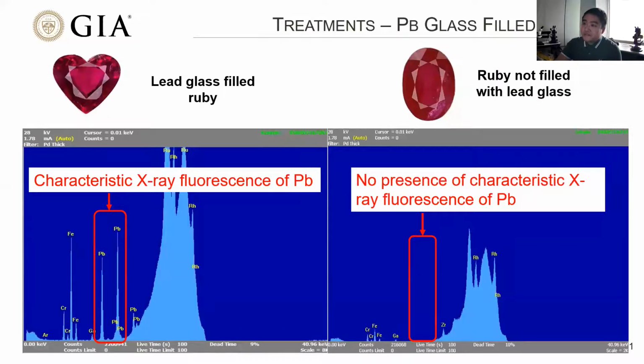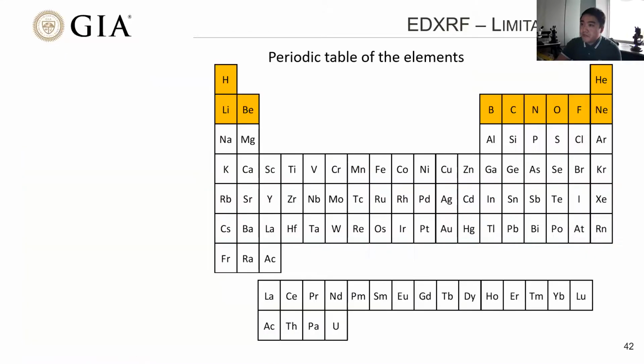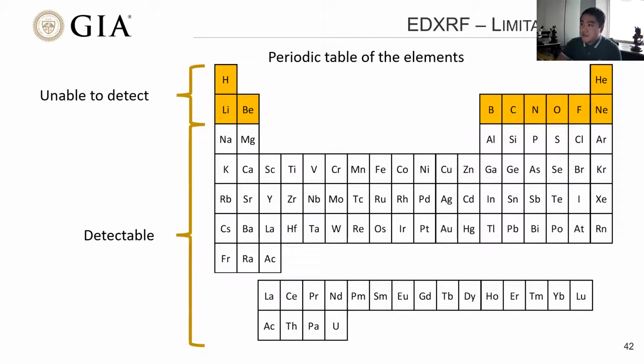When using EDXRF to do a qualitative measurement of rubies, lead glass-filled rubies show characteristic X-ray fluorescence of the element lead, while rubies not filled with lead glass don't show characteristic X-ray fluorescence of lead. For most of the elements in the periodic table, EDXRF can measure them semi-quantitatively or quantitatively. However, EDXRF cannot measure elements that have an atomic number smaller than sodium. For example, EDXRF cannot measure beryllium in corundum.